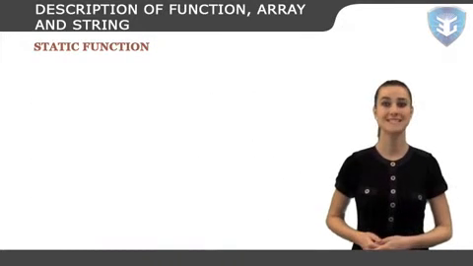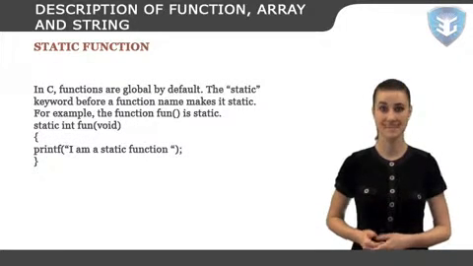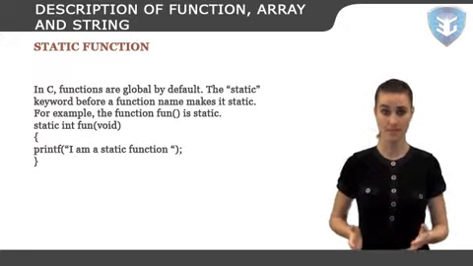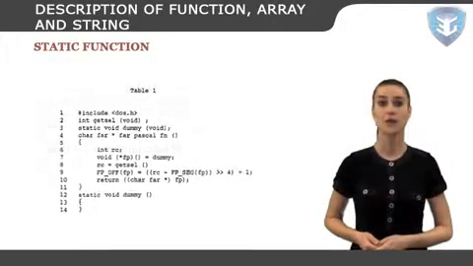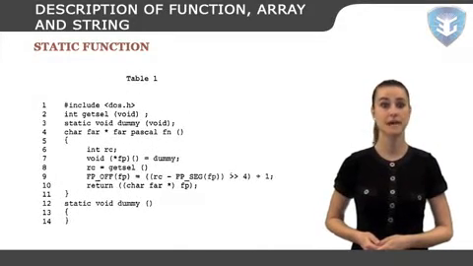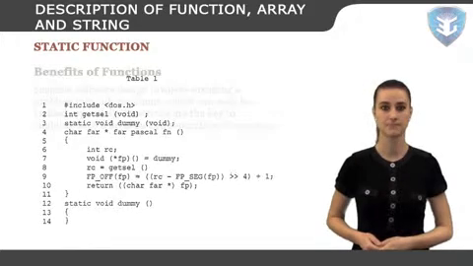Let's now talk about static function. In C, functions are global by default. The static keyword before a function name makes it static. For example, the function fun() is static. Unlike global functions in C, access to static functions is restricted to the file where they are declared. Therefore, when one wants to restrict access to functions, one makes them static. Another reason for making functions static can be reuse of the same function name in other files.